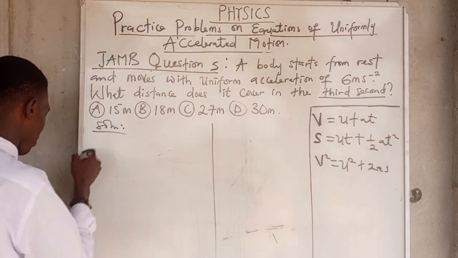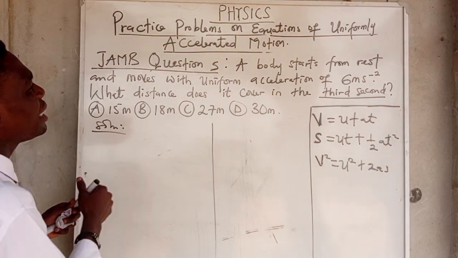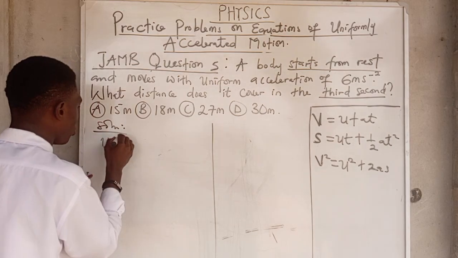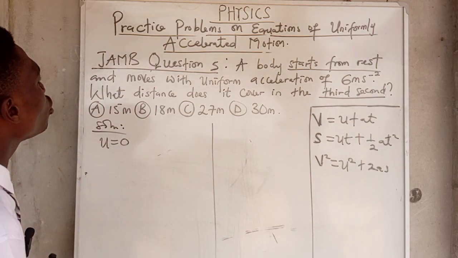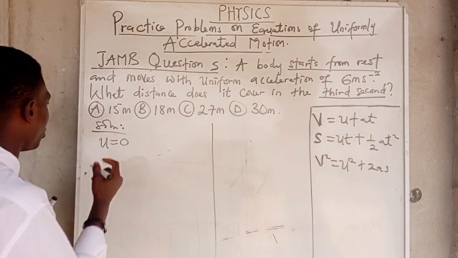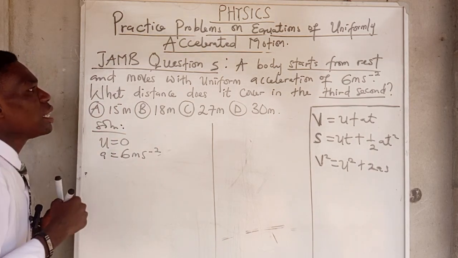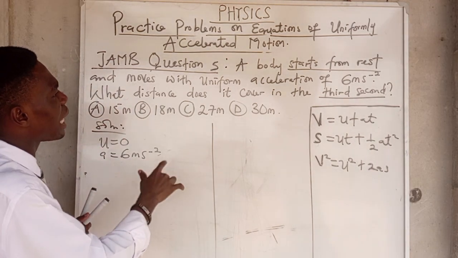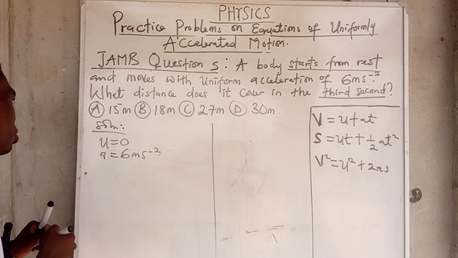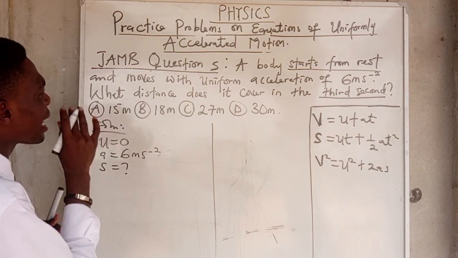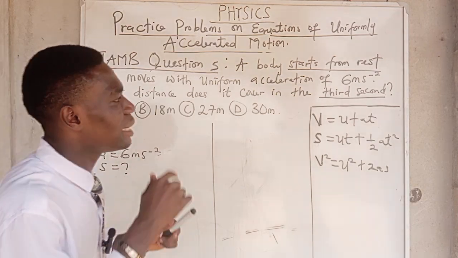So let's get the parameters given to us. A body starts from rest. Here again, starts from rest quickly. U is equal to what? 0. And moves with uniform acceleration. So A is equal to what? 6 meters per second squared. Then we are asked to calculate what distance it covers in the 3rd second. So it means that we are looking for what? S. However, we are given to calculate the distance in the 3rd second.